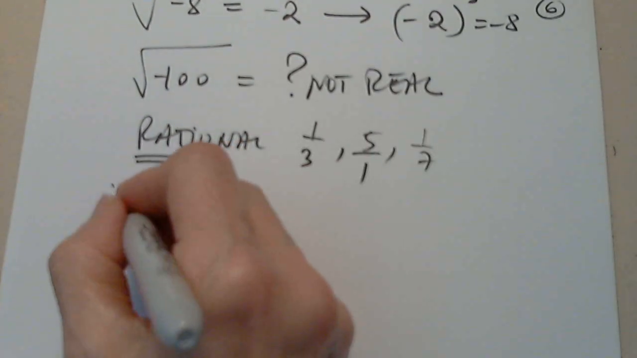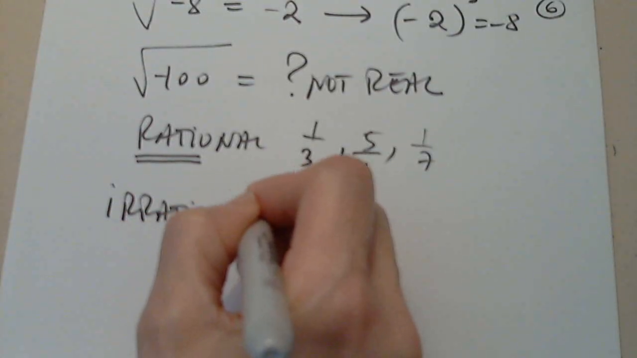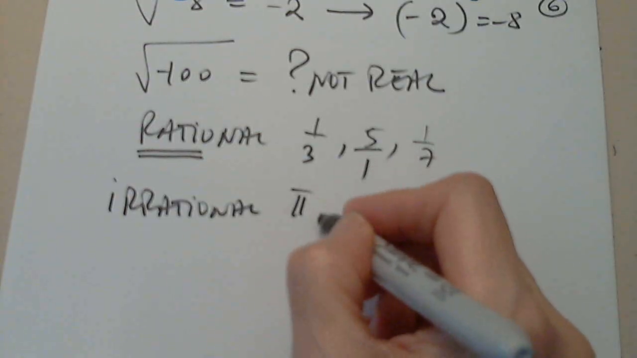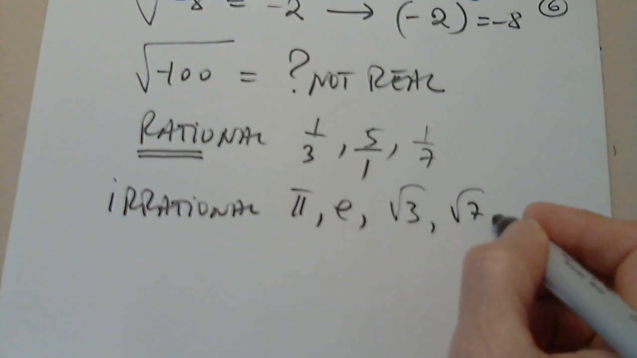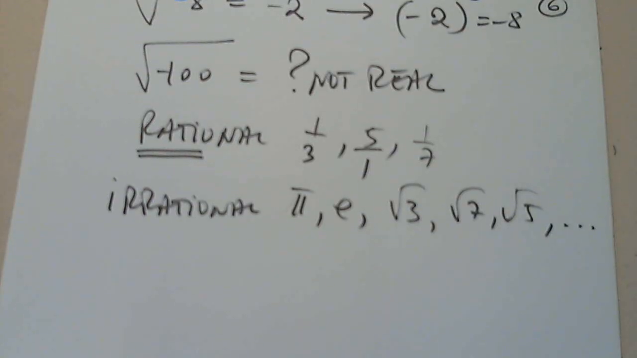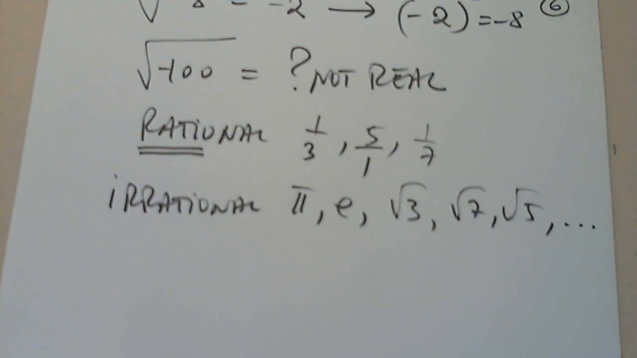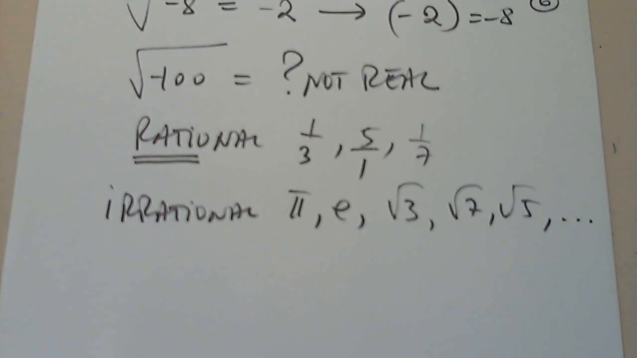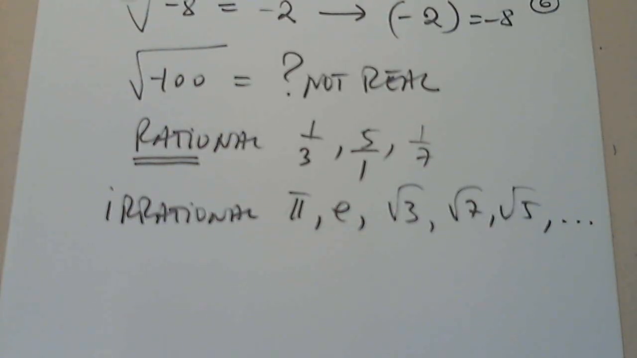What is irrational is something that cannot be changed into a fraction with no approximation, like pi and e, the square root of 3, the square root of 7, the square root of 5, and so on and so forth. These cannot be changed into a fraction. They cannot be changed into a ratio. I have to truncate them somewhere to change them into something, but I cannot completely change them into a ratio without approximating them.